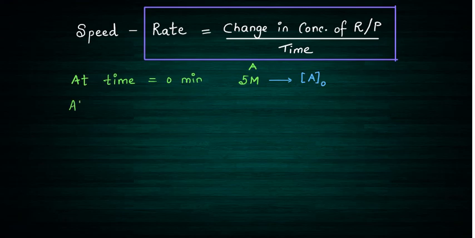Let's say at time equal to 5 minutes, the reactant has reacted and the concentration has decreased to 4 molar. So the remaining concentration of A after 5 minutes is denoted as A_t.